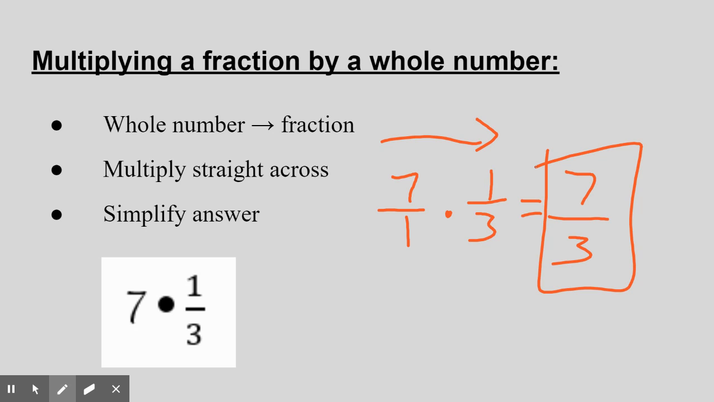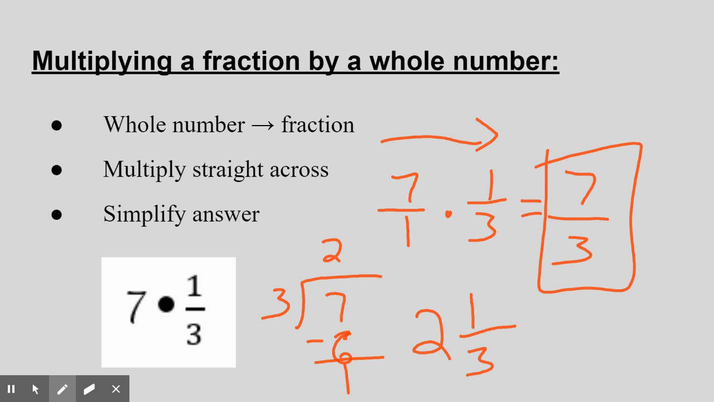I prefer that you keep your final answer improper. If you want to change it into a mixed number, you can. So to change it to a mixed number, you would have to divide. And the top number would be your whole. The denominator does not change, and the remainder would be your numerator. So either 7/3 or 2 1/3 would be correct.